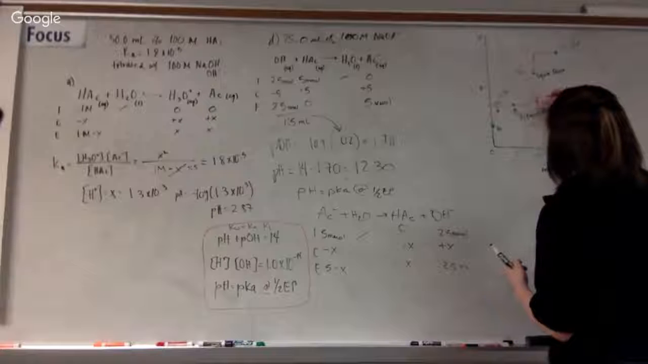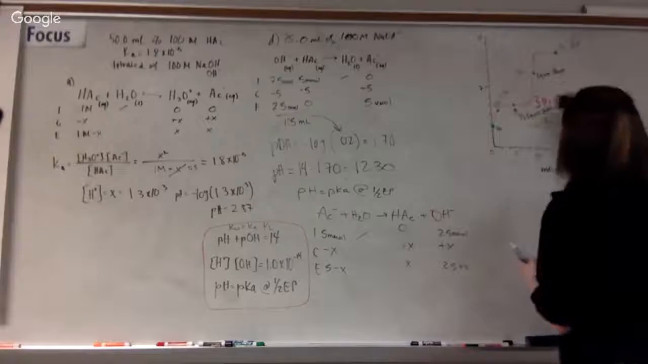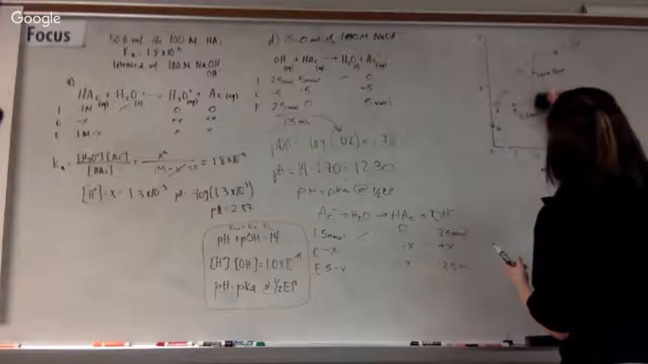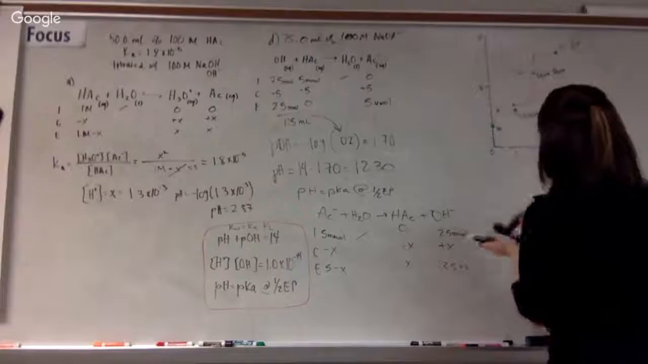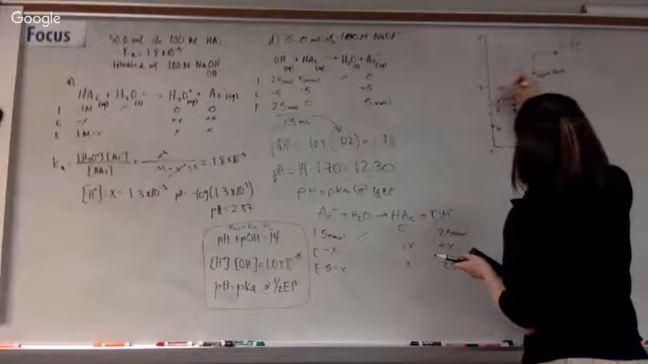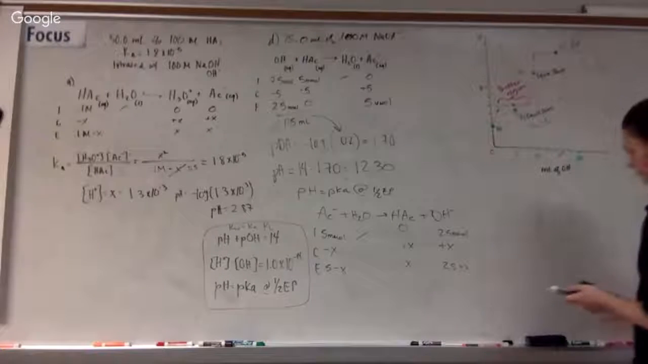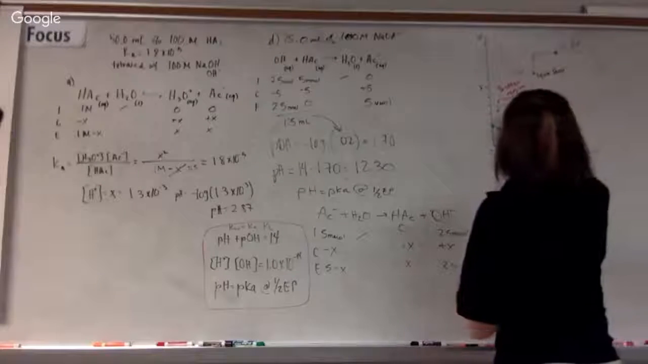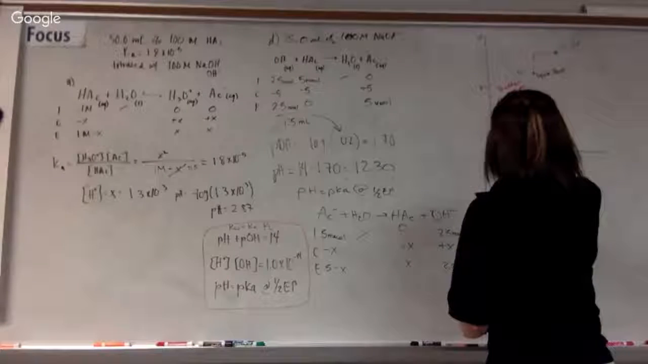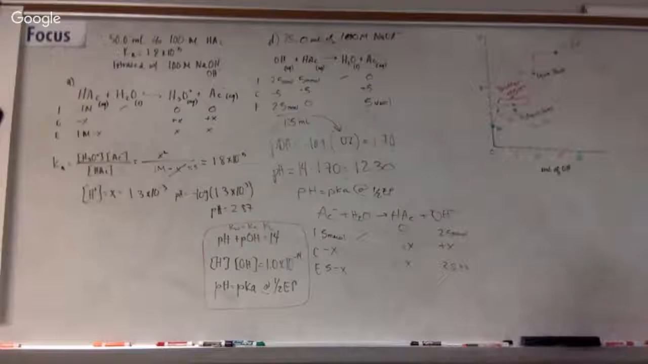So essentially, actually, let's do it on top. So kind of do it from, see where the line appears. Put a line up. Yeah, perfect. That's the buffer region. And why is it a buffer region? Because we have both the HAC and the AC minus. Are you with me?